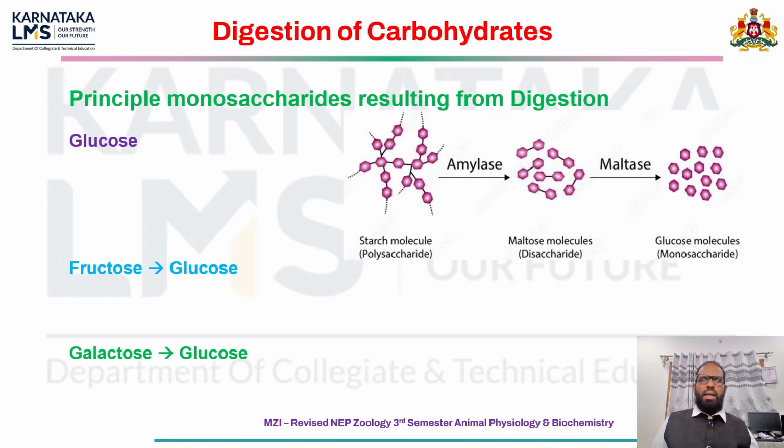Dear students, as you know, glucose is one of the most important and central molecules in metabolic activities, and where does this glucose come from? Most of the food we take is in the form of glucose only, either in the form of starch, glycogen, or sucrose. And if you take starch, the starch undergoes digestion by means of amylase.